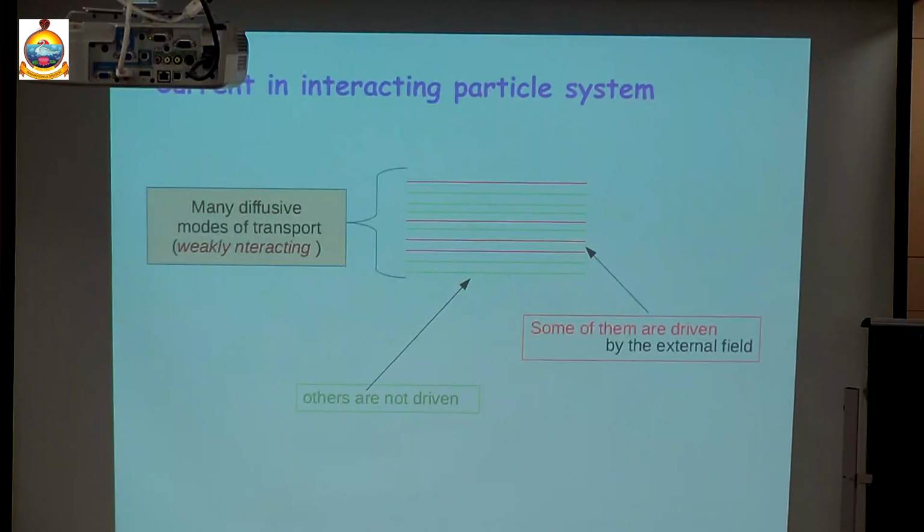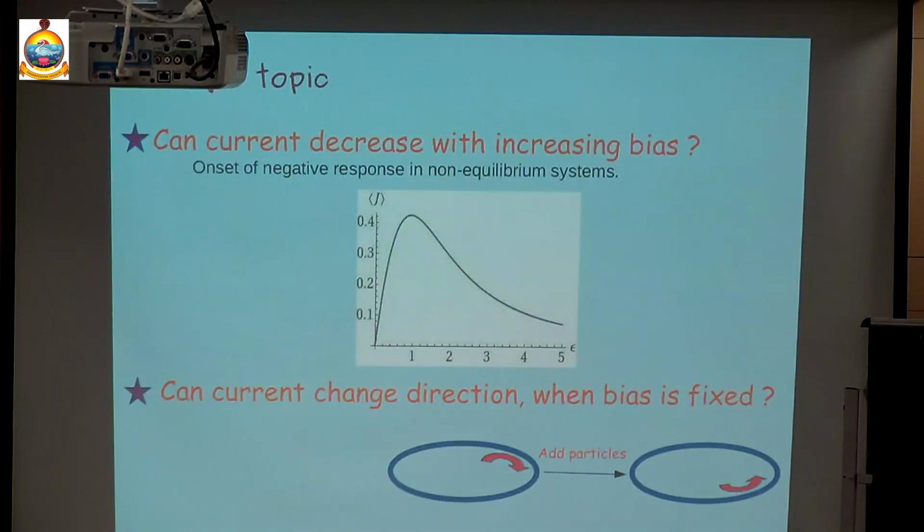Okay? So now, I will show that the interplay between these two, driven and non-driven degrees of freedom, can give you very nice, beautiful features, which is usually not possible to see in equilibrium systems. Okay? And so today's topic is: can current decrease with increasing bias? The general idea is that you have a system and some current is flowing like that, and you increase the bias, there will be more current. Okay. So is it possible that you are pushing more, but the system is responding the other way, your current goes down if you push more?